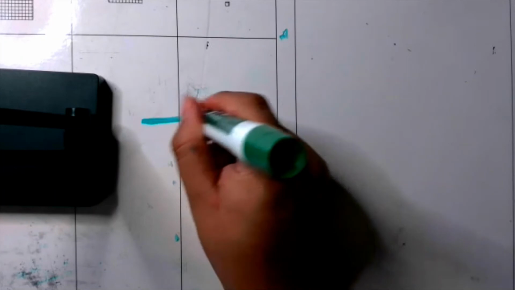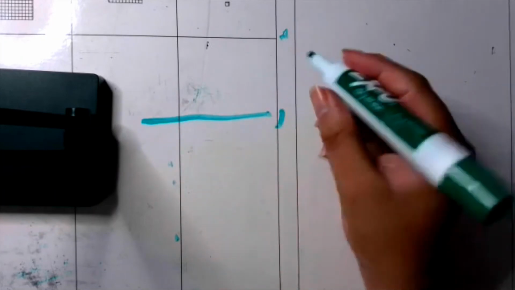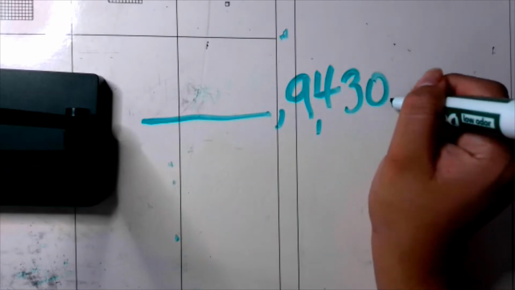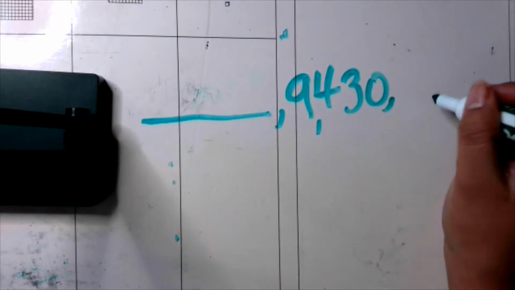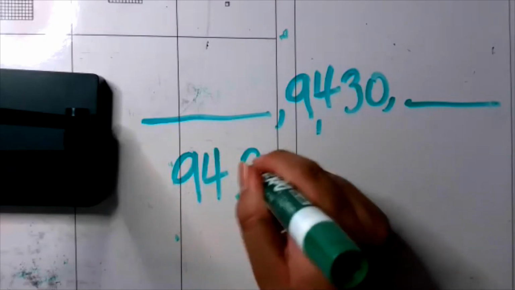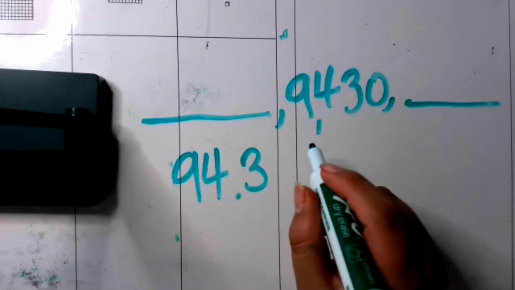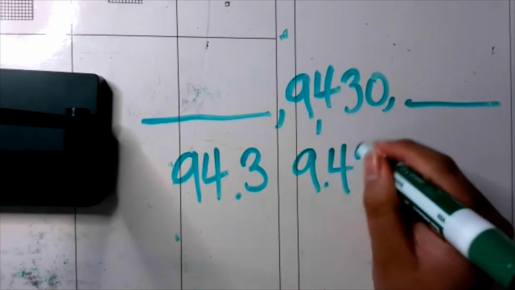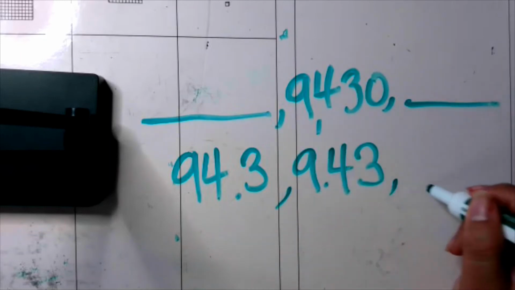Okay, let's go ahead and try another one. Let's go ahead and try one that goes backwards. So we have this blank one, 9,430, blank, 94.3, and 943. And a blank one.